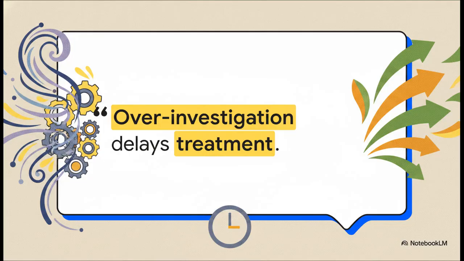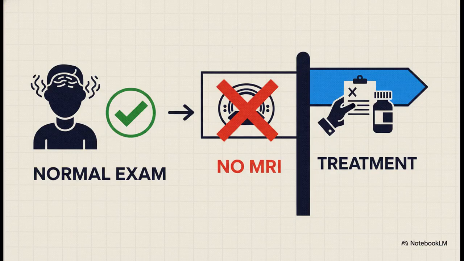I really want to pause on this because it's the core principle of this entire explainer. Over-investigation delays treatment. Every single unnecessary test you order is time that your patient is not getting the therapy that could actually reduce their attacks and give them their life back. And this just says it all, doesn't it? This is the other side of that coin. In a patient who has a classic story for recurrent vestibular migraine, and you do an exam between episodes and it's completely normal, you do not need an MRI. Have the confidence in your clinical diagnosis and move straight on to management.